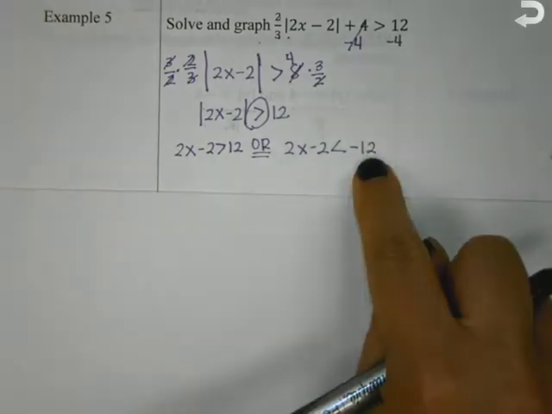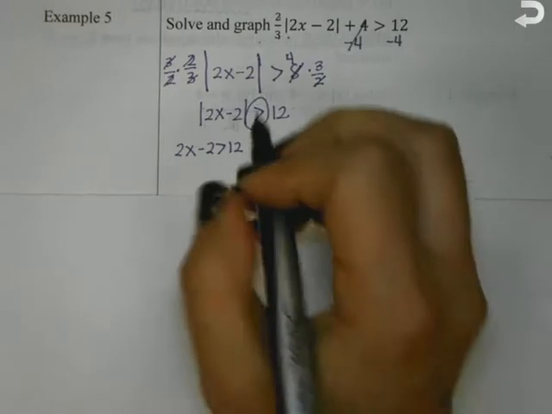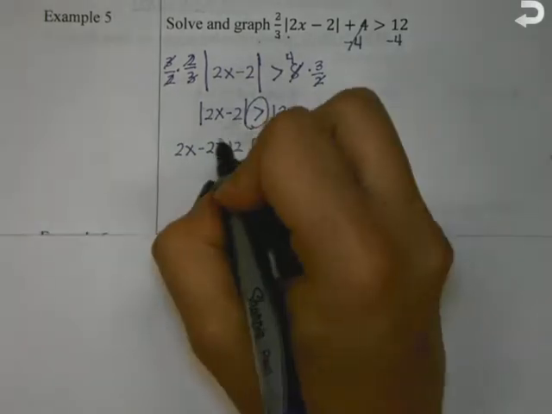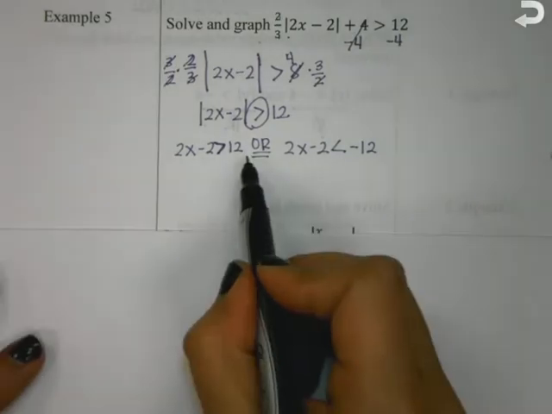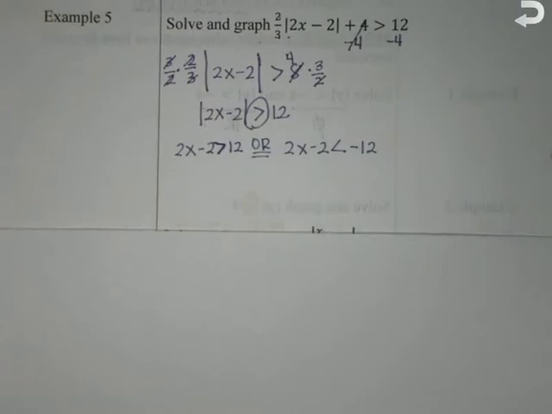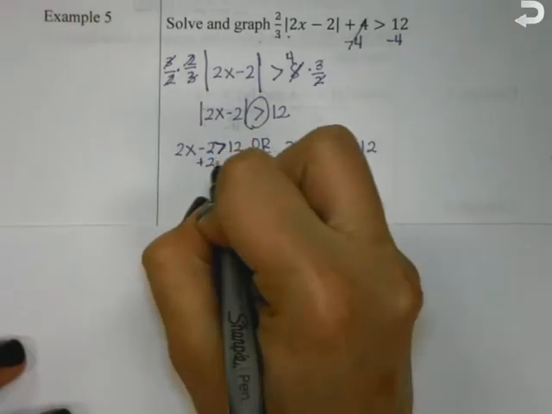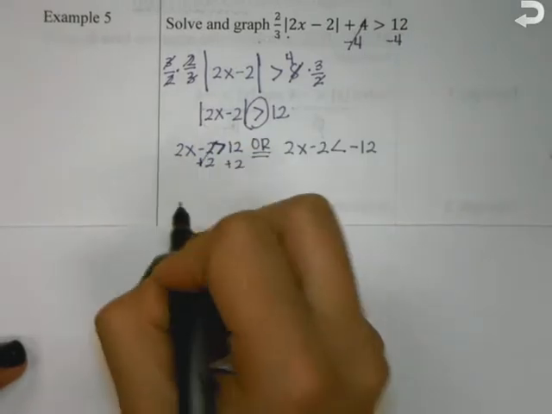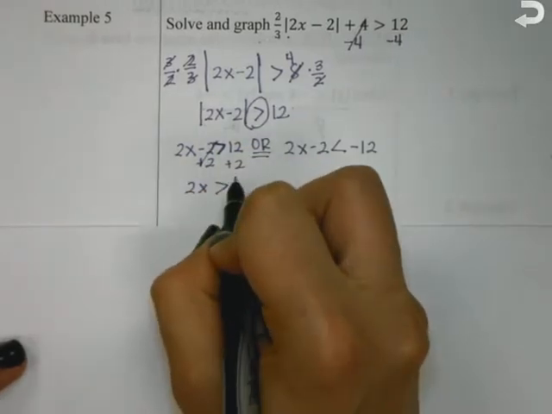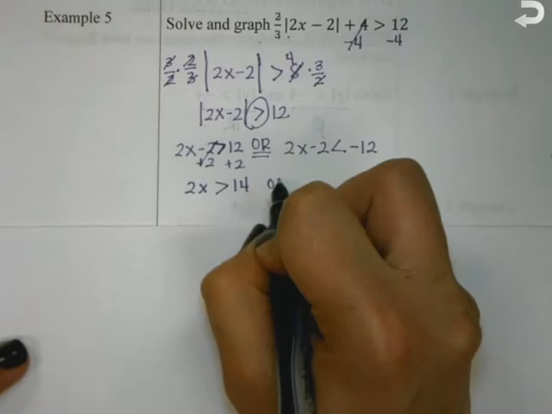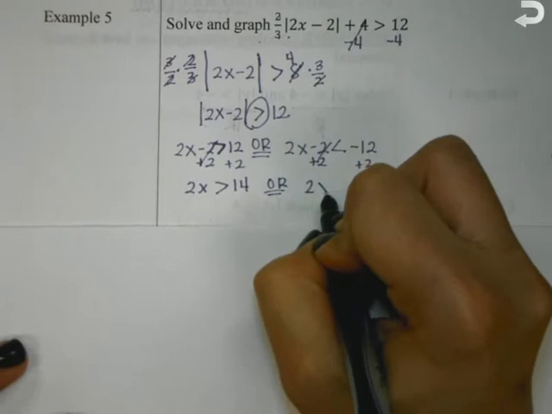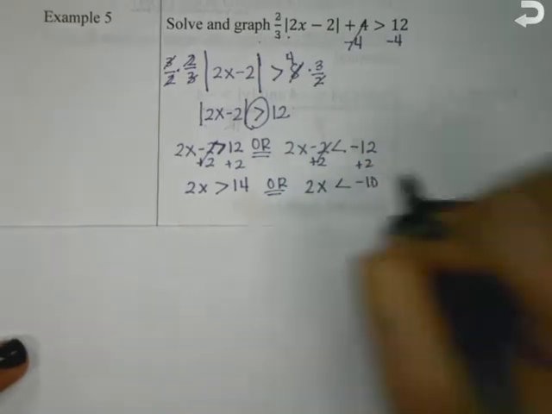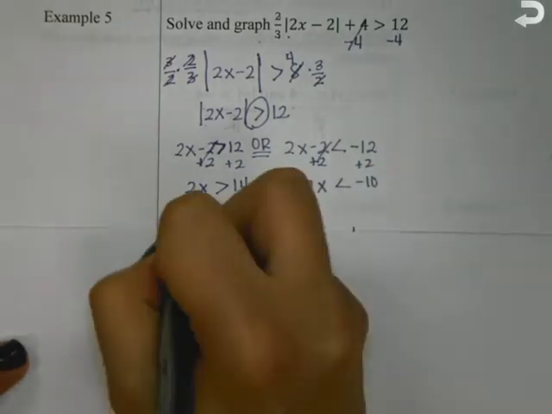But let's solve. I add 2 to both sides. So on this first one I get 2x greater than 14, or, adding 2 to both sides here, 2x less than negative 10. We're not quite done. We need to divide both sides by 2 on both inequalities. So we get x greater than 7, or x less than negative 5. So that's going to be my answer written out.